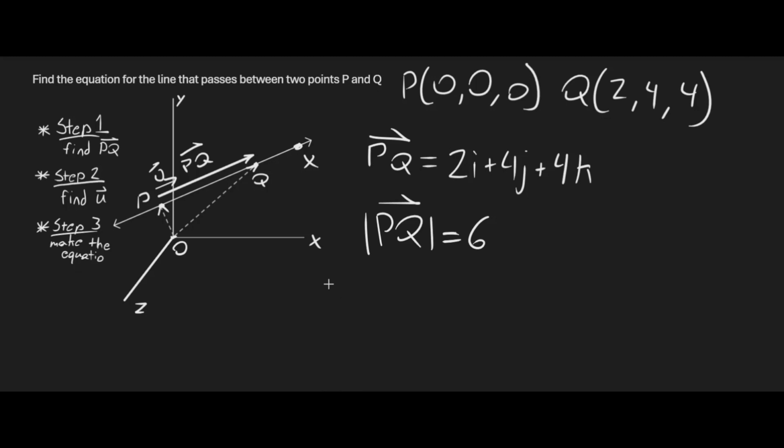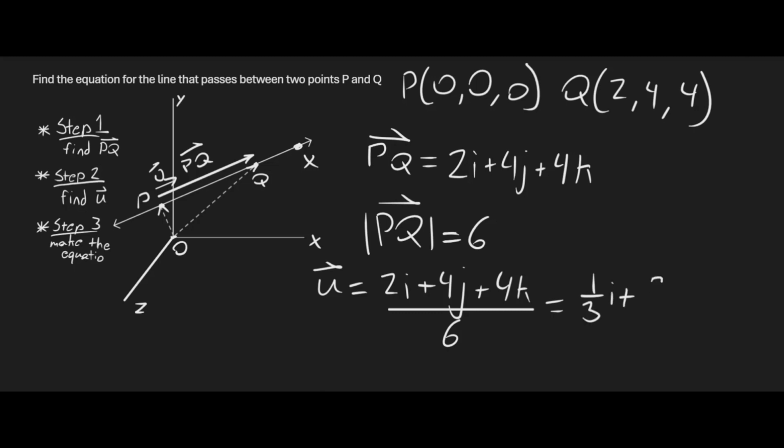So to find U, we need to take PQ and divide it by the magnitude. So it's going to be 2i plus 4j plus 4k divided by 6, or 1/3 i plus 2/3 j plus 2/3 k. So this is going to be the vector U, which we're going to use for our equation of the line.